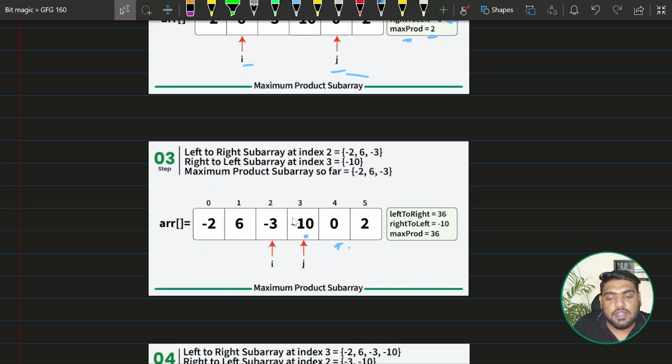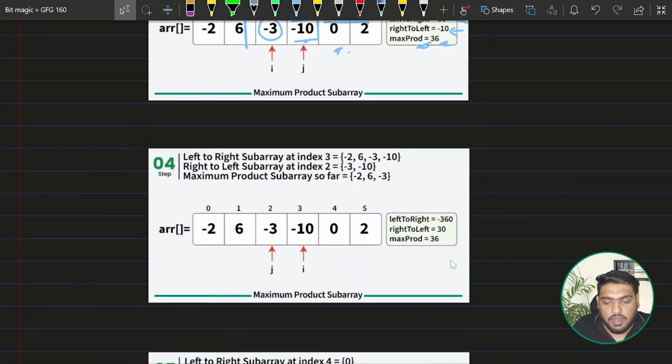So in this case, my right to left has negative 10 because we have avoided this, and taking this so far we had negative 12, but now we have multiplied negative 3 here. Then this chunk would be 36, right? Positive 36, that is what we have in left to right. And we have maximized our product, okay, max product. We have updated the value here.